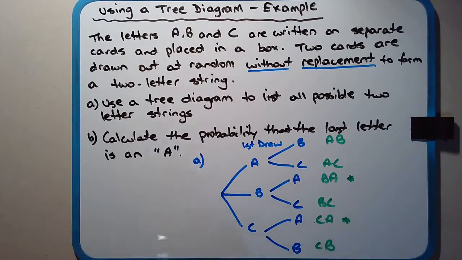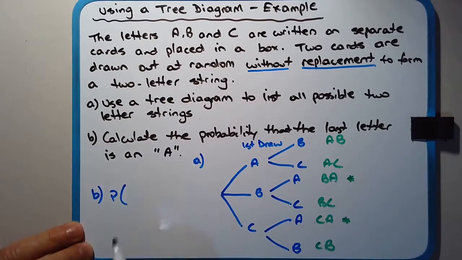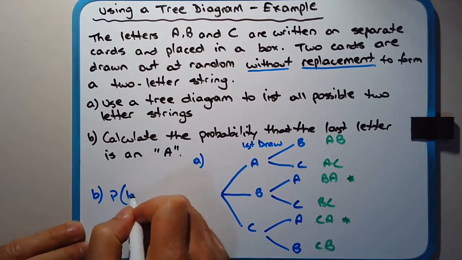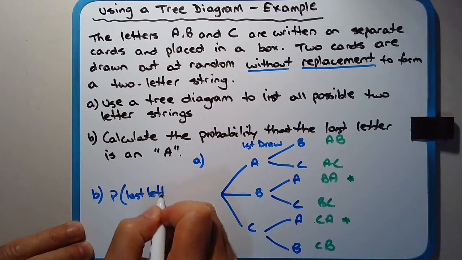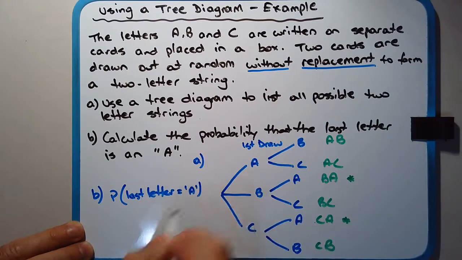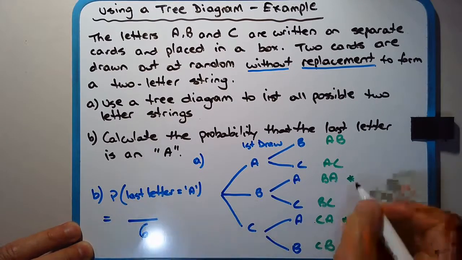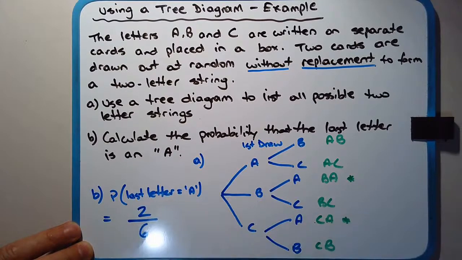So for part B, I'll just do part B here. The probability that the last letter is A is equal to, now how many possibilities are there? We've got 6 possibilities, of which there are 2 that are of interest, the favoured outcomes, and that's equal to 1/3.